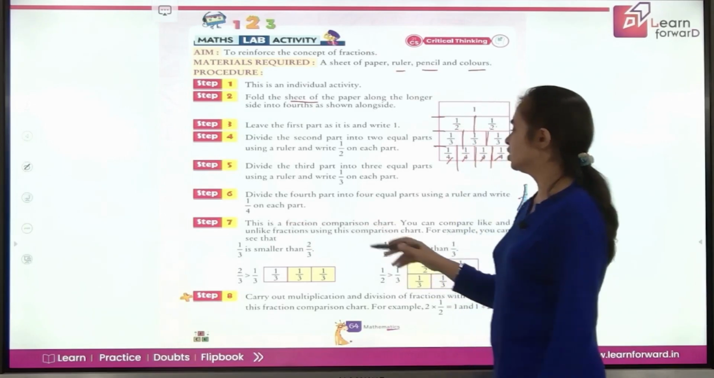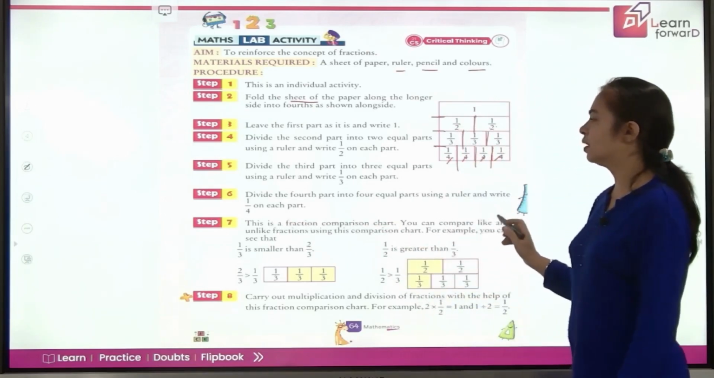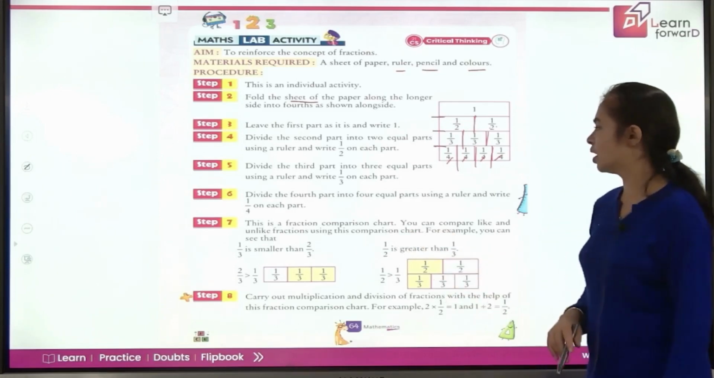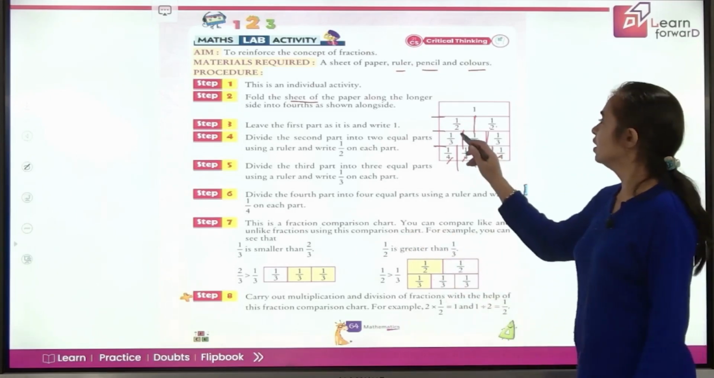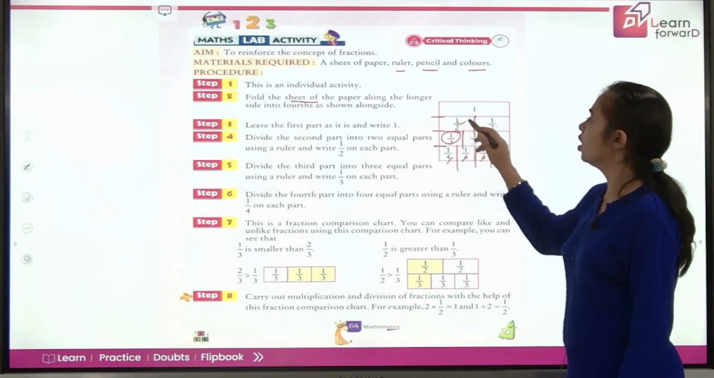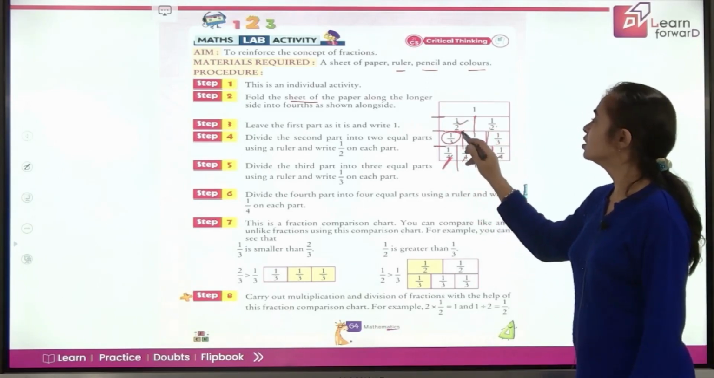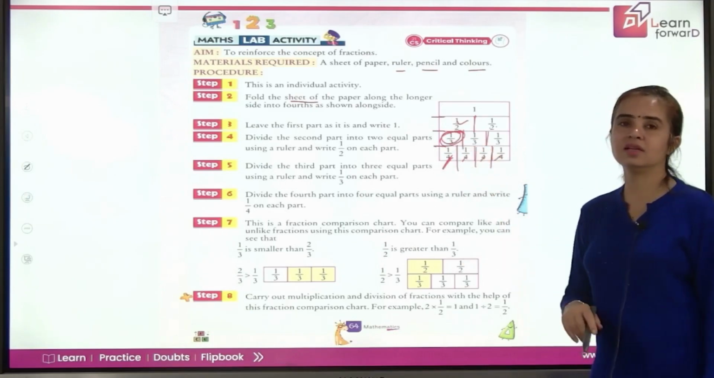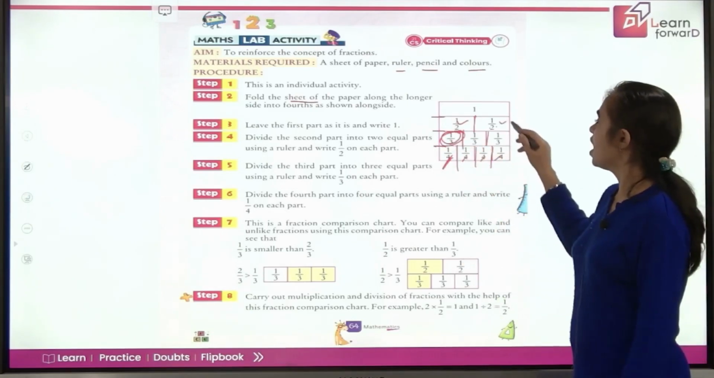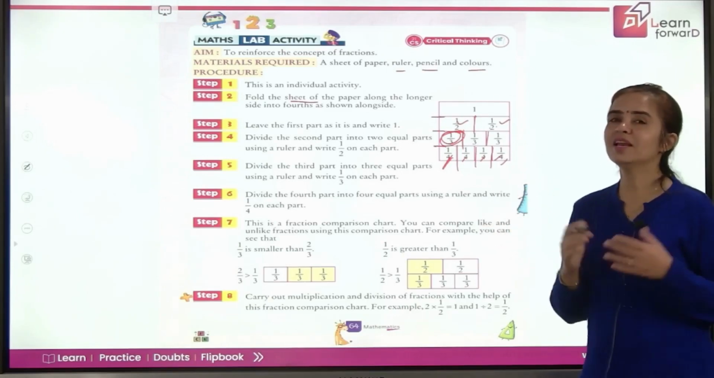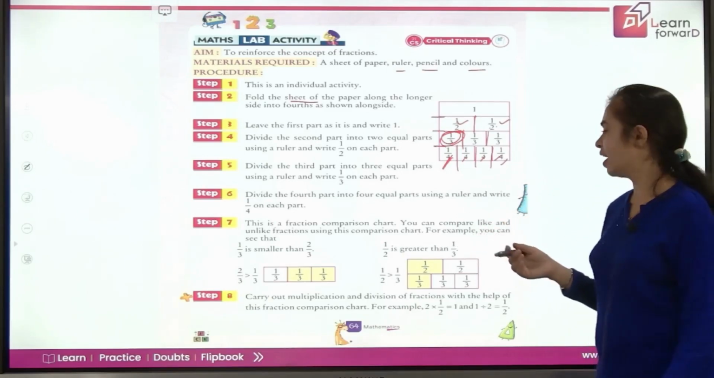This is a fraction comparison chart. You can compare like and unlike fractions using this comparison chart. For example, you can see that 1 by 3 is smaller than 1 by 2. You can also see 1 by 4 is smaller than 1 by 3. What you see here is half is bigger than 1 by 4. So using this chart, you can compare different fractions and have fun.